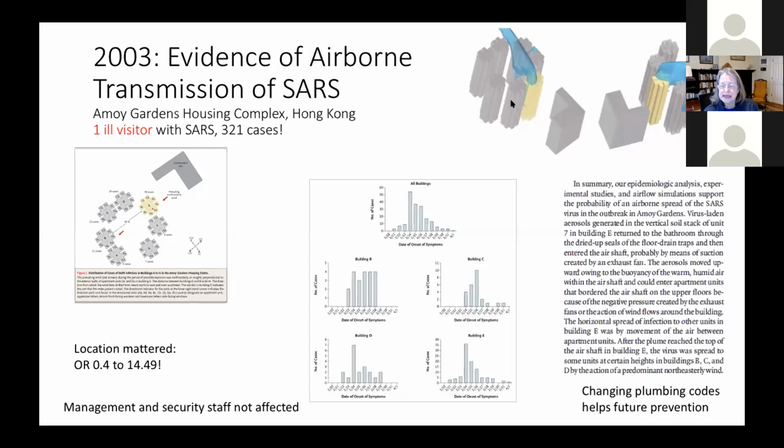So you can see that where you are relative to the point source, the person who is ill, and then how the ventilation and plumes are, can make a big difference. So location matters. And the other thing that was important in this outbreak is that management and security staff who were touching and interacting with people were not affected. So that airborne spread, again, became important. And on the upper right-hand corner are these plumes.